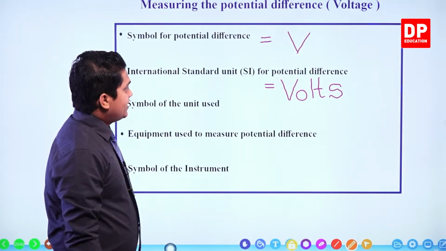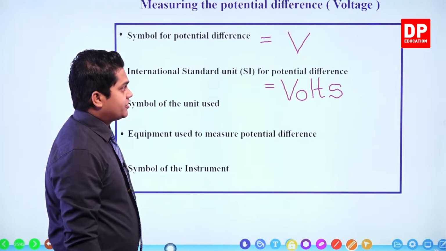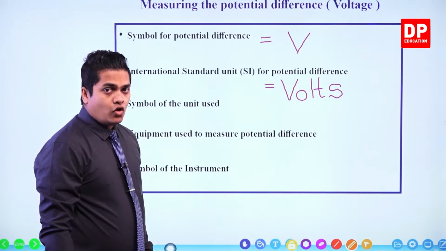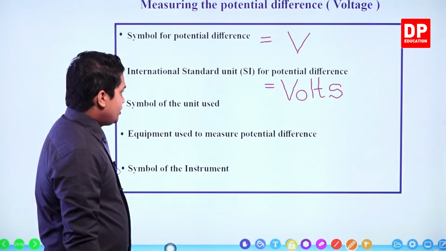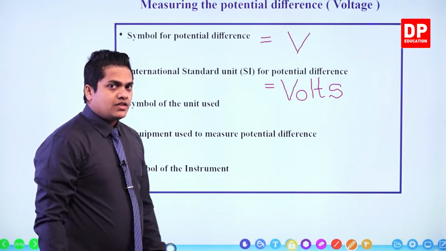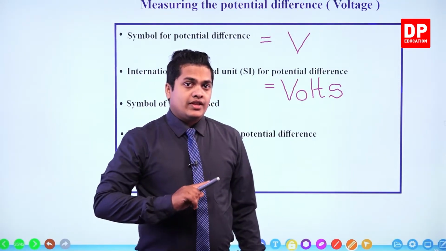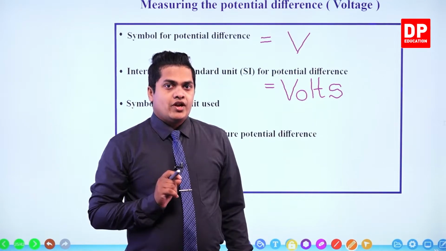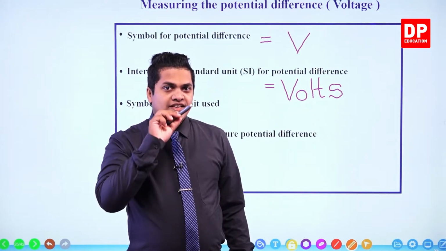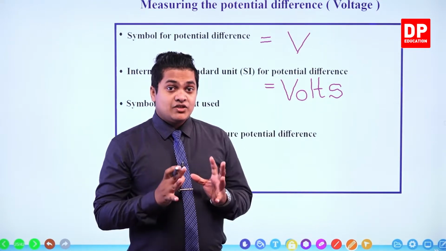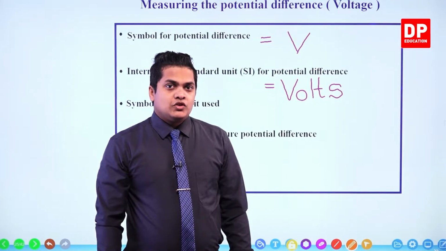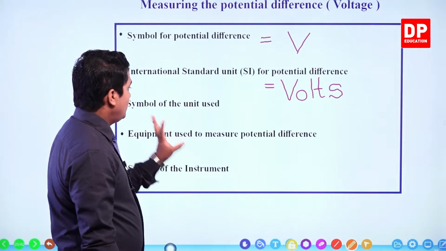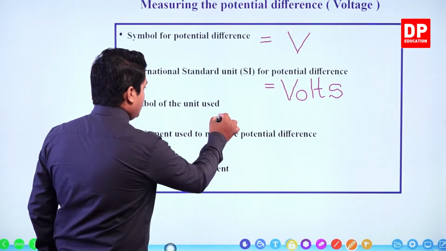So, the International Standard Unit or the SI unit for potential difference is volts. V-O-L-T-S. Volts. Then next one, symbol of the unit used. Now, when you are looking at those dry cells, you can observe 12, then there is a capital V, which means it is 12 volts. So here also the symbol of the unit is capital V.